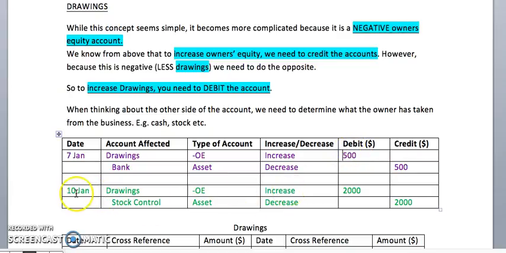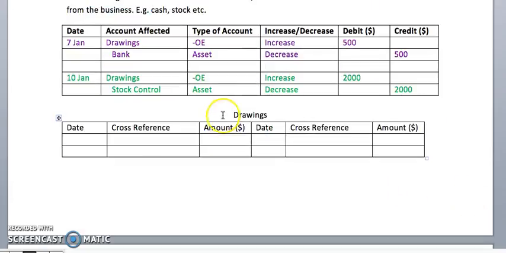Exactly the same deal on the 10th of Jan. We took out some stock to use, or the owner took out stock to use for his personal use. Negative owner's equity, it's increasing because we're taking more out. So the drawings amount, the amount that we're drawing out, is going up by 2,000. Stock control is an asset. It's decreasing because we're taking stock out of the business. To decrease an asset, we are crediting the amount. So again, it's already all done for us. We literally just have to chuck it in.